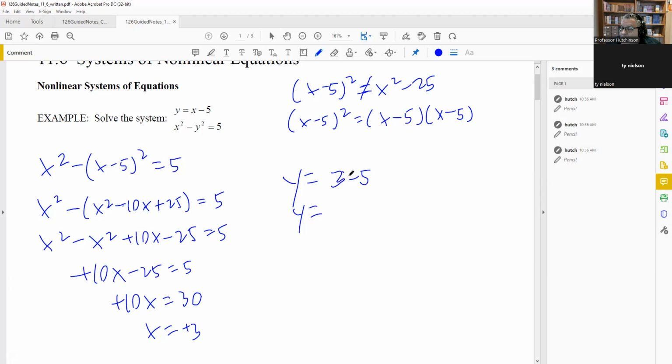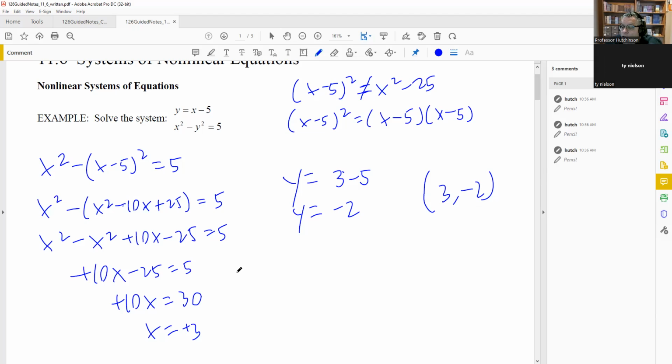So you have 3 minus 5 right there. 3 minus 5 means you get -2 for the answer. So 3, -2 is the answer you should get. I'm not sure why I put plus there. X minus 5 quantity squared is -5 and -5 there. So 3, -2 is the first answer.